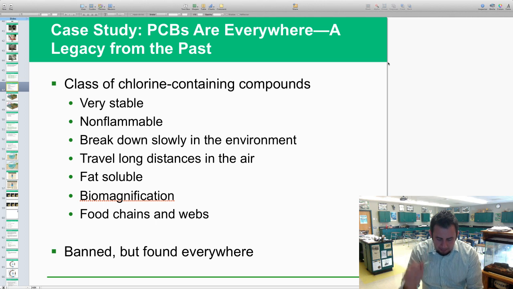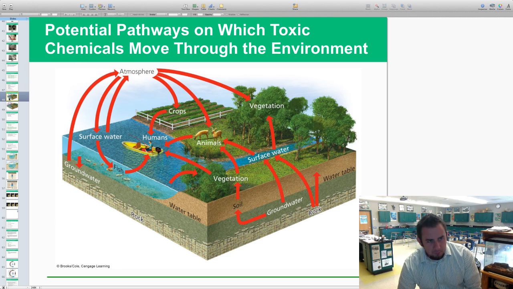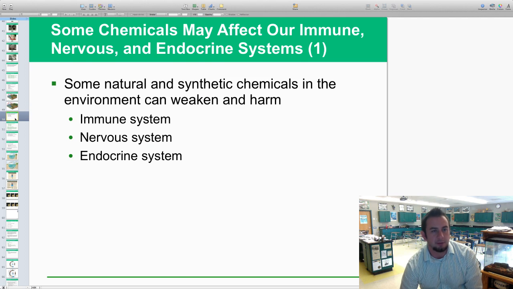According to the EPA, about 70% of all PCBs made in the United States are still in the environment today. So banned right now, but still found everywhere because they are such long-lasting chemicals. This is one potential pathway by which toxic chemicals can be transferred throughout the environment. Again, a lot of them have to do with the water cycle, the hydrologic cycle, being in the atmosphere, in the water, held up in crops, and some of them are water soluble, some of them are not. But there are a few of the different pathways that those toxins can transfer around.